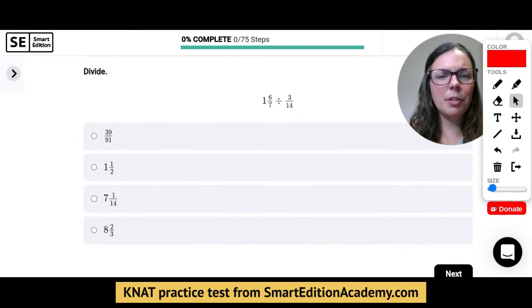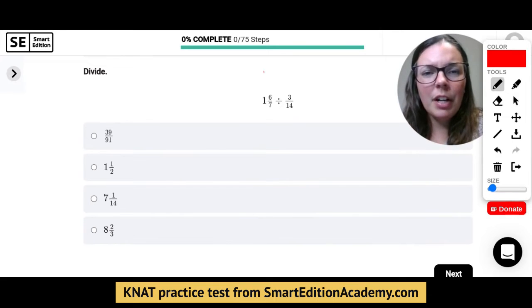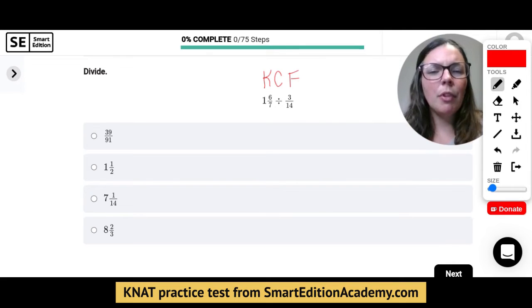Okay, so here's a mixed number divided by a fraction. We are going to think of fried chicken when we divide fractions, KCF. But before we do that, let's turn our mixed number into an improper fraction. 7 times 1 is 7, plus 6 is 13. So 13 sevenths divided by 3 14ths.